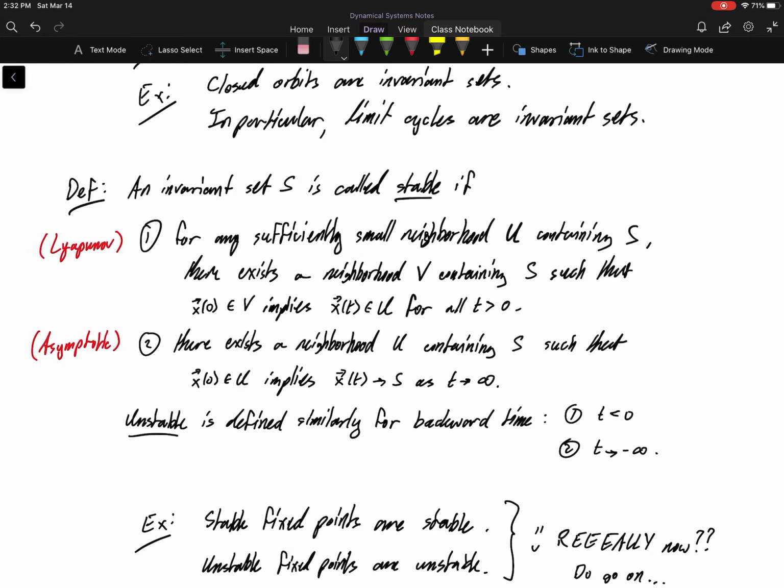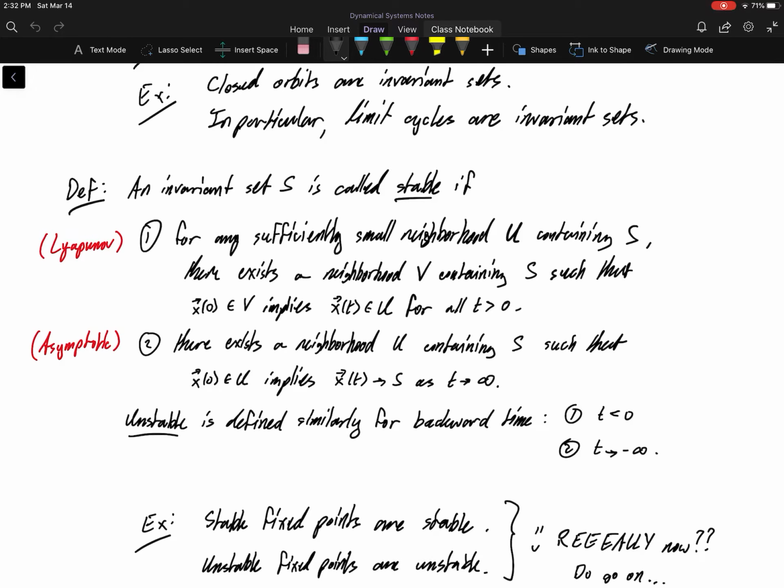And for stability's sake, we're going to say that an invariant set is stable if for any sufficiently small neighborhood U containing that set, there exists a neighborhood V containing S such that if the initial condition is in V, then the flow stays in U for all time greater than 0. So again, this is one of those forward notions as opposed to forward and backward. This definition is due to Lyapunov, so we call it Lyapunov stability. And this is a little bit trickier to understand.